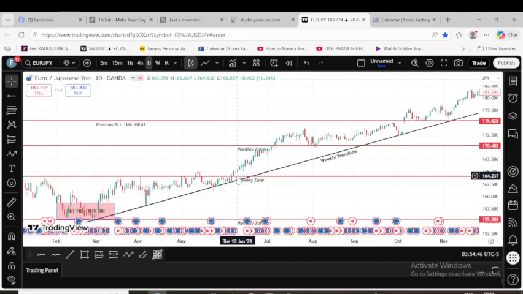So we have impulsive, correctional, impulsive, correctional, impulsive here, correctional, impulsive here, correctional to this point, and impulsive here, correctional here, and impulsive here, correctional here, impulsive, correctional, impulsive, and then it now seems like a correction. So we're expecting a new impulsive.